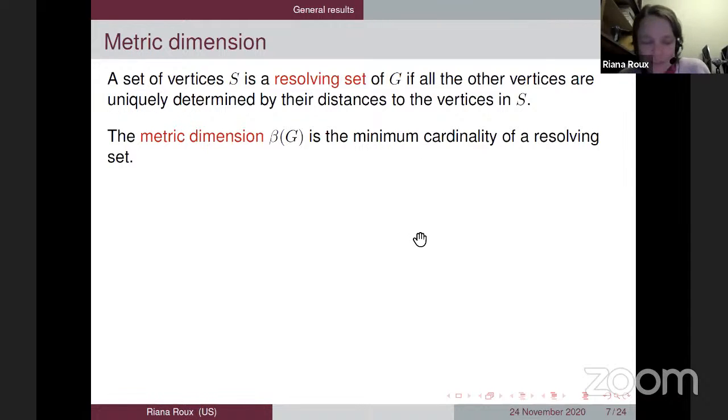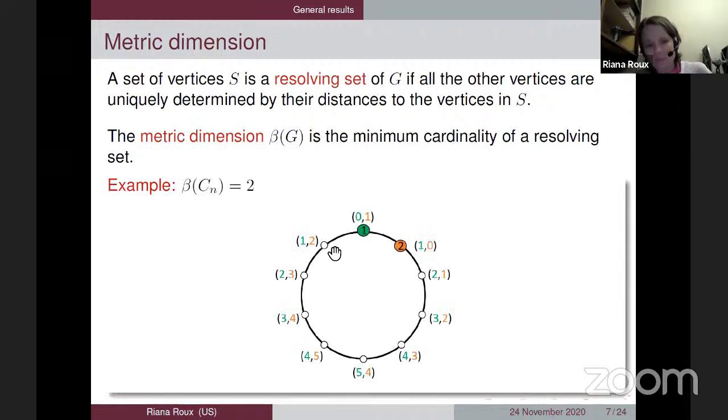So the metric dimension of a graph is the minimum cardinality of a resolving set. And a resolving set is a set of vertices such that all the other vertices in the graph can be uniquely determined by the distances to those vertices, which means if you find a distance vector for each vertex containing all the distances to the vertices in the set S, then every vertex has a unique distance vector. So let's look at a cycle again for an example.